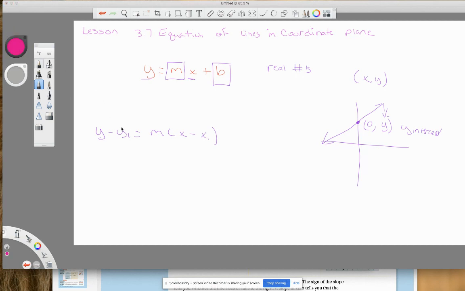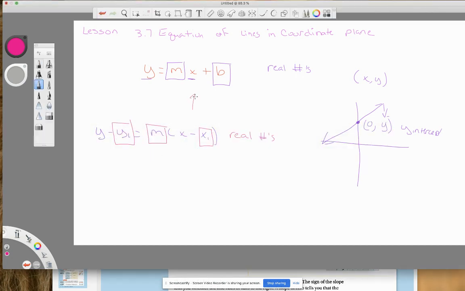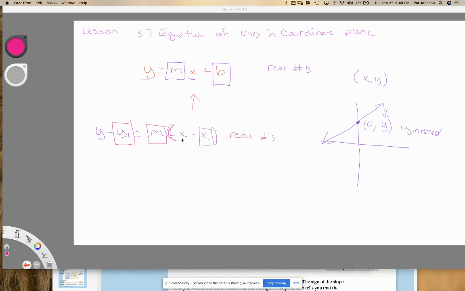So here, y1, m, and x1 are your real numbers. Okay? And if we needed to graph this, this is the best way to graph, and we'll learn this probably in the next lesson. But you can always just note you can convert from this to that using algebra, and we'll talk about that later. But just know in the back of your mind that it can be done. All right, so those are the two equations that you need to learn.